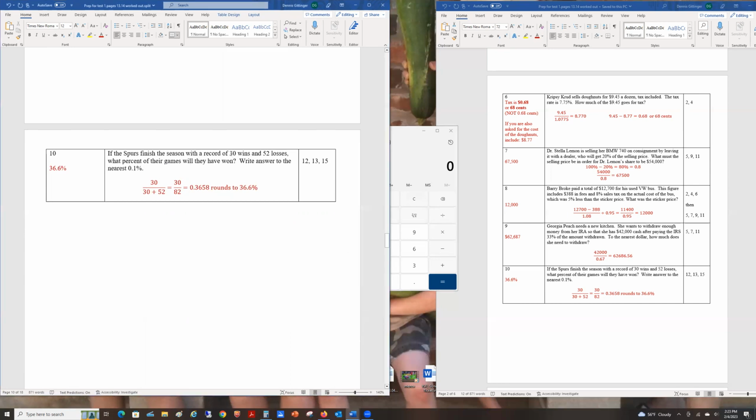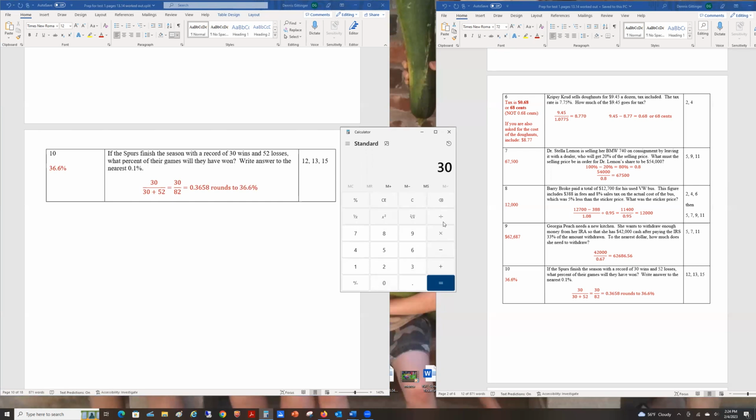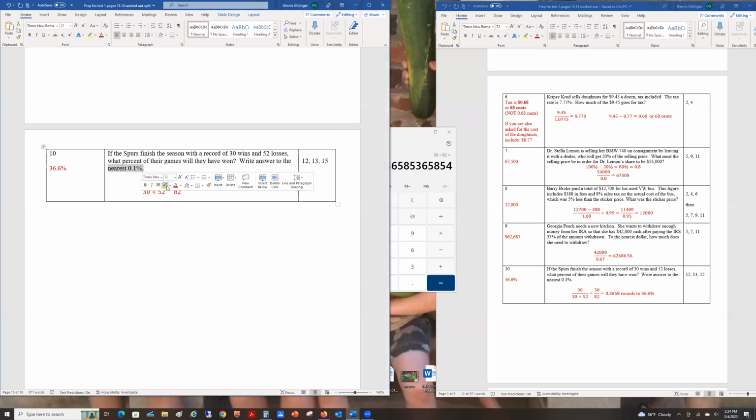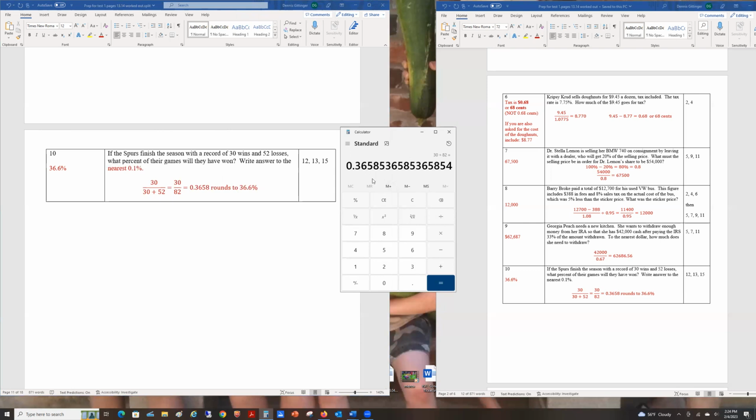Well, how many they won is 30. So you put the number of wins divided by, guess what? The number of games. Aha, 30 wins and 52 losses means they played 82 games. So if you take the number of wins and divide it by the number of games and look at every number you plug into your calculator, you get that. Now it says, write the answer to the nearest 0.1%. And if you don't do that, if you just say, well, you know what, I'm not doing it, I'm going to put 37%. No, changing that to a percent means you move the point 2 places to the right, which is equivalent to multiplying by 100.